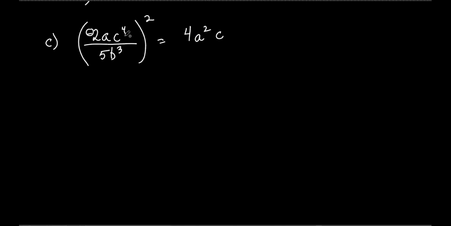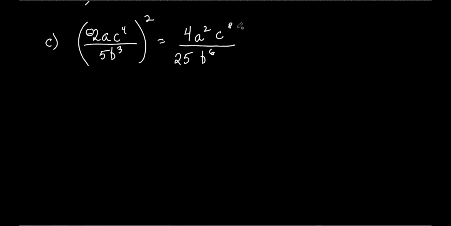Is it 6 or 8? I heard both. Why? Because it's that power rule. Remember, when you take an exponent to another power, that's when you multiply them together. All right? So that's going to be C to the 8th. Bottom, 5 squared. Again, we square everything, even the bottom stuff. Okay? So 5 squared is 25. And then B cubed squared. That's B to the 6th.